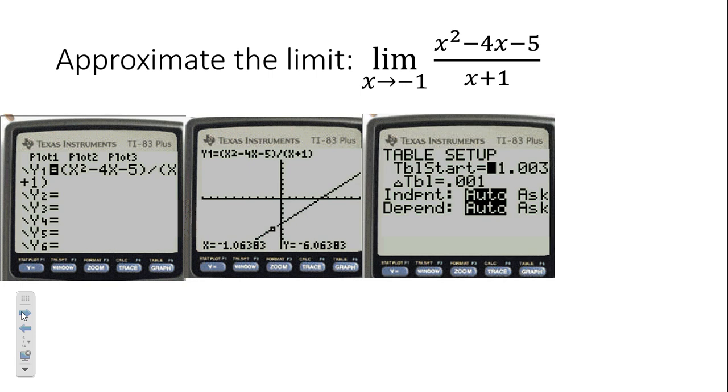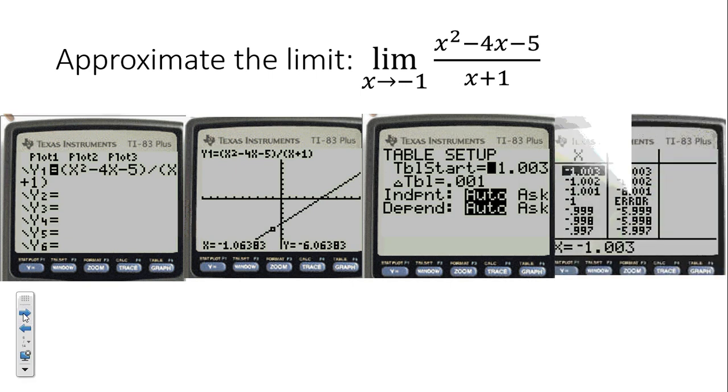So we would plug in negative 1.003 maybe, and let our change in table be 0.001, so we can get really, really close to it without actually touching it, or if we do touch it, we end up getting an error, right? At negative 1, we'd have an error. But we would find out that we were at negative 6.001, really close to the left side of it, and negative 5.999, really close to the right side of it, just like we did the other day. So we know that it's approaching negative 6. Make sense?